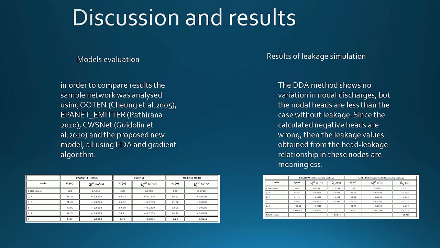The DDA method shows no variation in nodal discharge, but the nodal heads are less than the case with leakage. Since the calculated negative heads are wrong, the leakage values obtained from the head-leakage relationship in these nodes are meaningless. In this simulation, we only use two programs, that is DDA in EPANET and the modified HDA model.